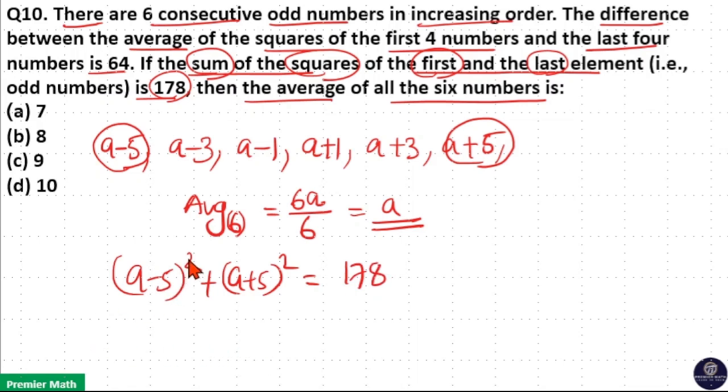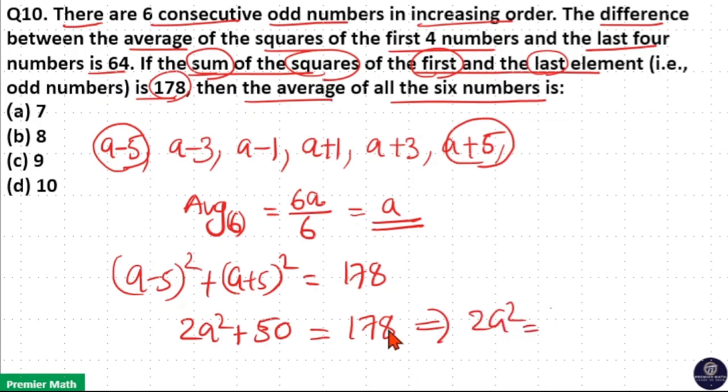here 2 into minus 5 into a, that is minus 10a. Here 2 into 5 into a, plus 10a. So minus 10a and plus 10a cancel. Remaining is a square plus a square, that is 2a square, plus here 5 square plus 5 square, 25 plus 25, that is 50. So 2a square plus 50 is equal to 178. Means 2a square is equal to 178 minus 50, 128. 2 goes 64 times in 128. So a square is 64, which means a is equal to 8. So option B is your answer.